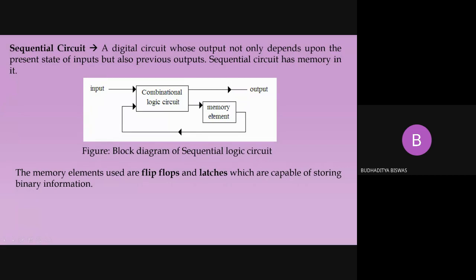So that means in a sequential logic circuit, some memory elements are there which hold the previous output, and this previous output is fed back to the combinational logic circuit. So the output at a particular moment depends upon the present input as well as the past output. Okay, so this is the difference between sequential logic circuit and combinational logic circuit.